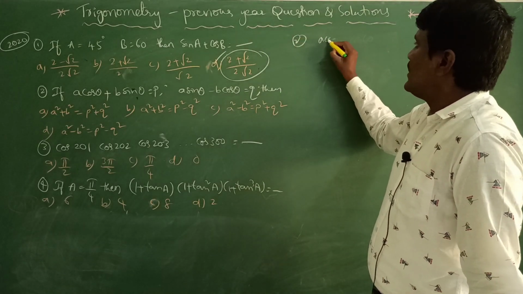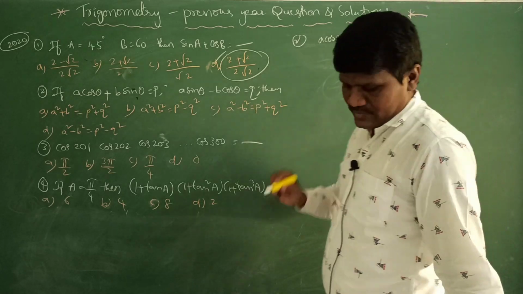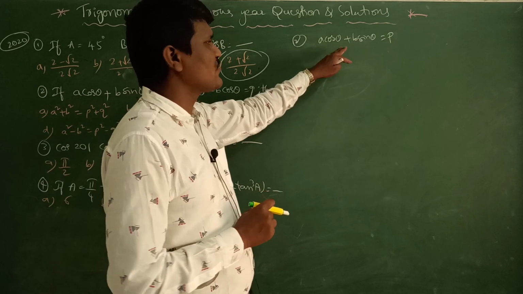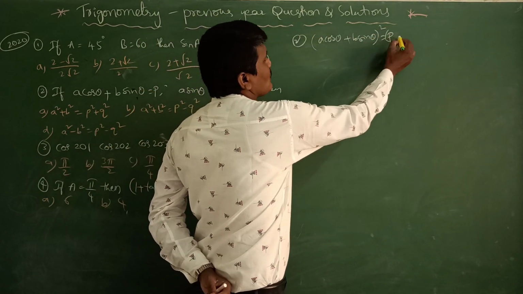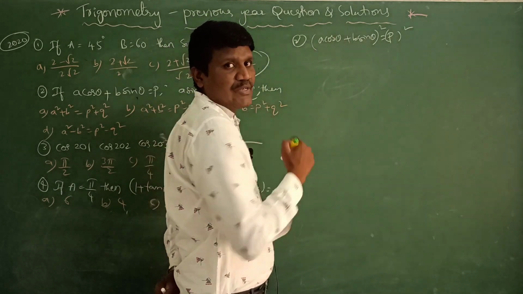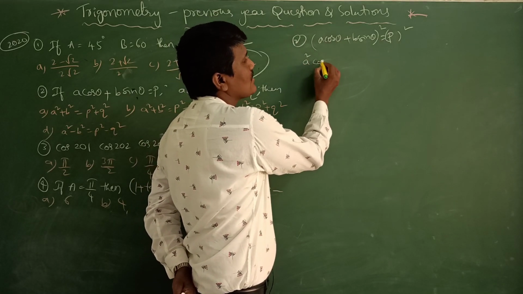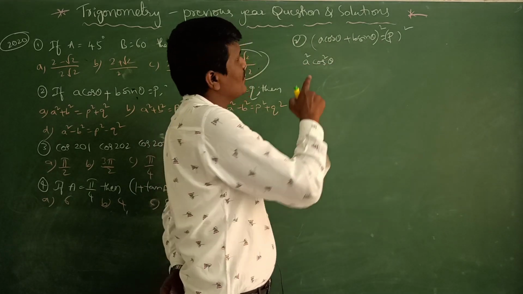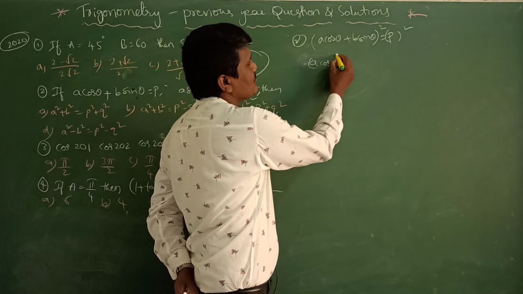A cos theta plus B sin theta is equal to P. First of all, what you need to do is squaring on both sides. If you do the squaring on both sides, left hand side will be (A cos theta plus B sin theta) whole square, which is A square cos square theta, because you can write A cos theta whole square.